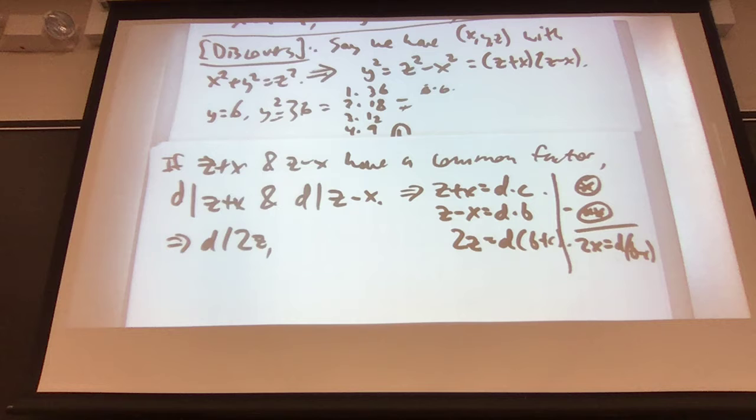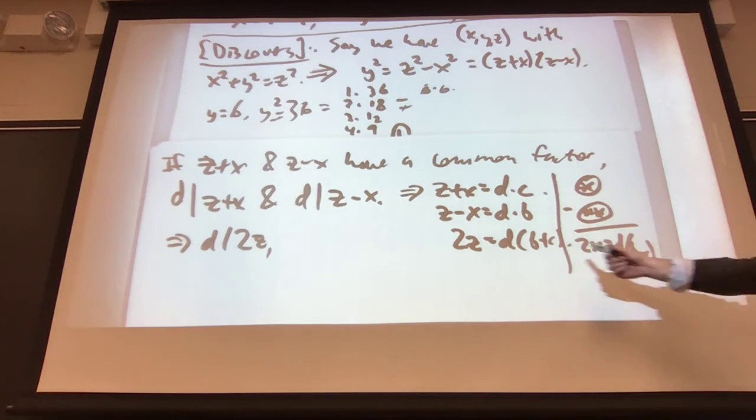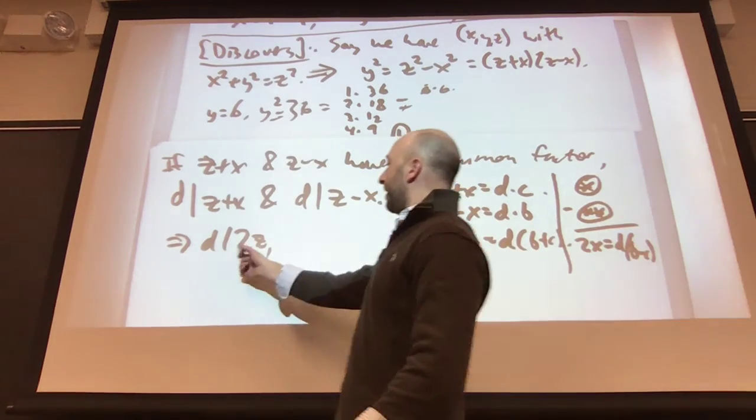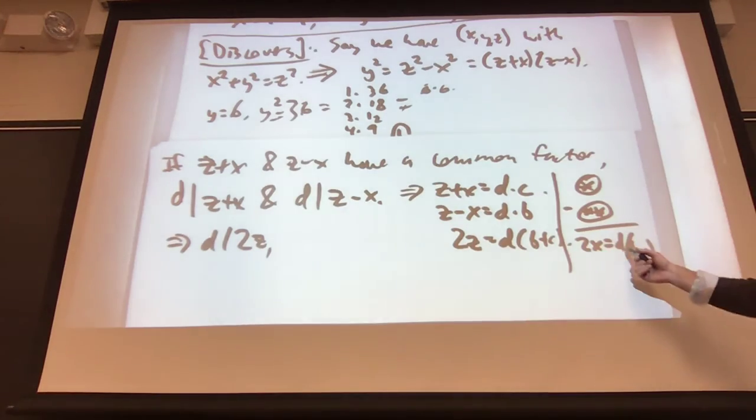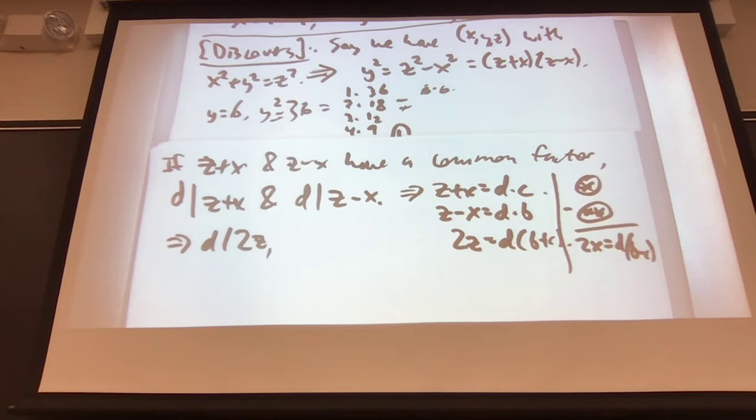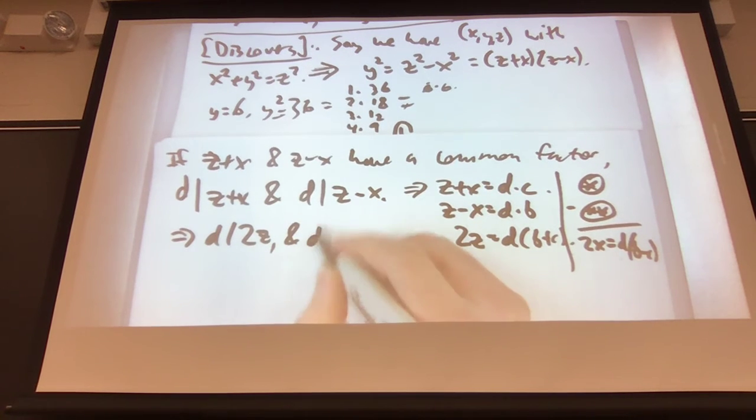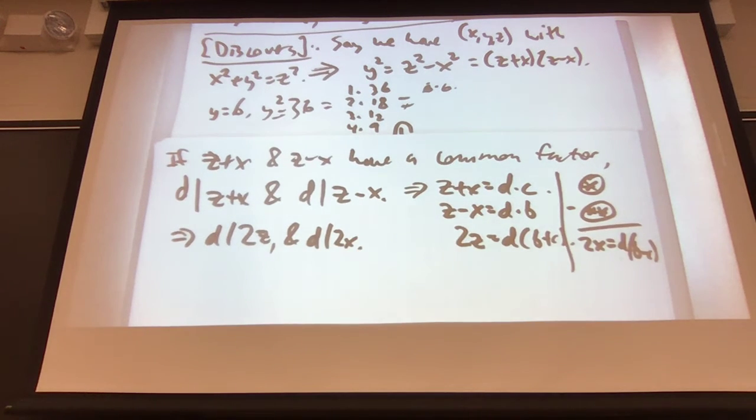Does everybody see that? Who's with me? Okay. Who's against me? I mean, not with me. Everybody's following? Good. Okay, so what does that mean? That means that d divides 2z and d divides 2x. Now, initially, all we assumed is that x, y, and z have no factor in common.